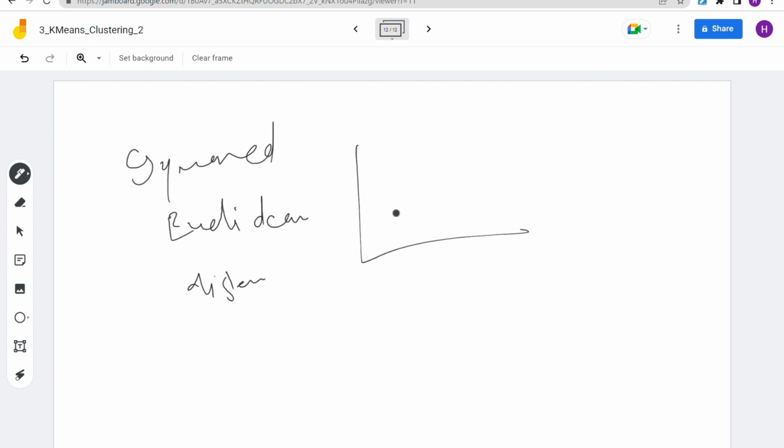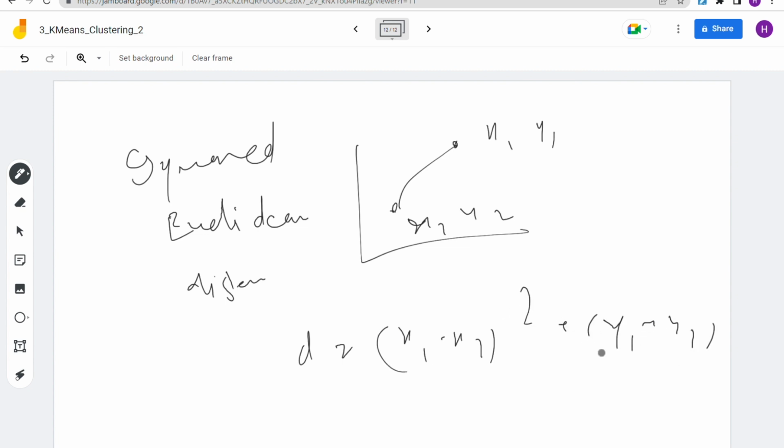Second one is squared Euclidean distance. So what difference would we have? Let's say these are your 2 points, same x1 y1, x2 y2. Squared Euclidean distance will be x1 minus x2 whole square plus y1 minus y2 whole square. Same formula, but the square root is removed. Nothing much different.